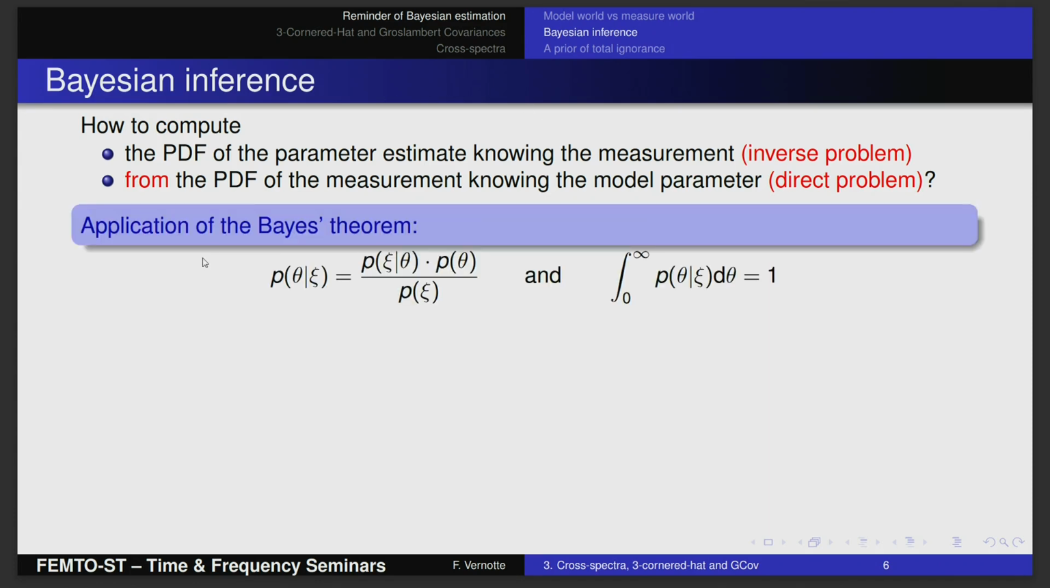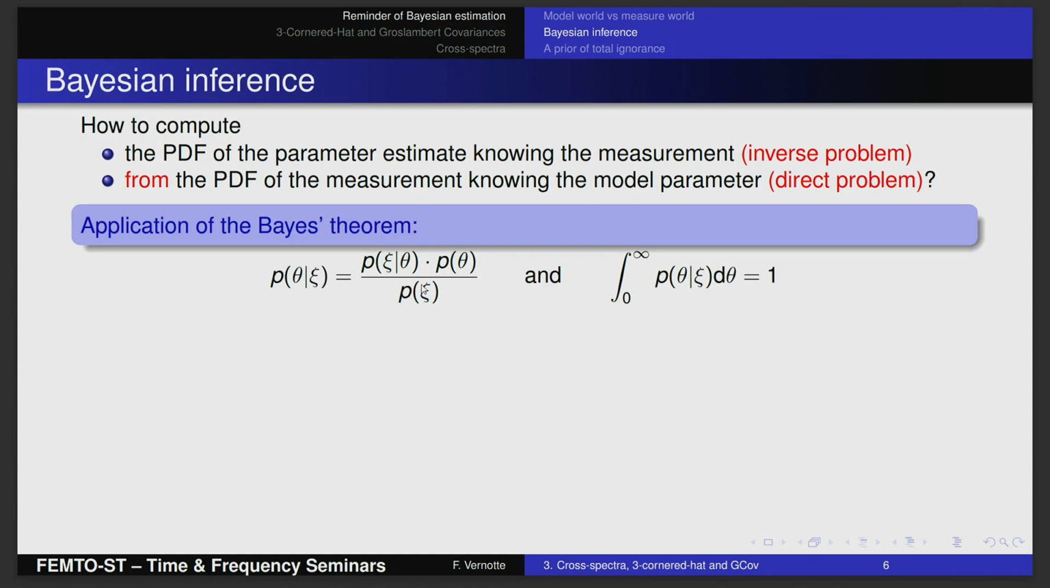For this purpose, you will apply the Bayes theorem, which is this one, and you see that you have here the probability of the measurement knowing the parameter, which is generally known, and here you have the probability of the parameter knowing the measurement. And this is really what you have to do. In order to do that, you have to define the probability density function of the parameter without any measurement, before any measurement. We will see that just after that.